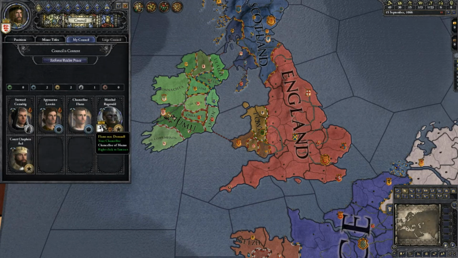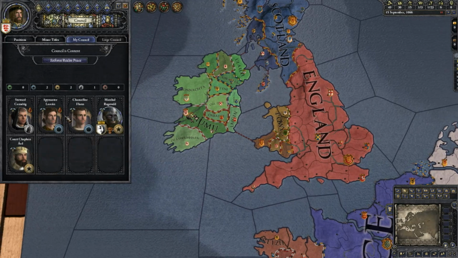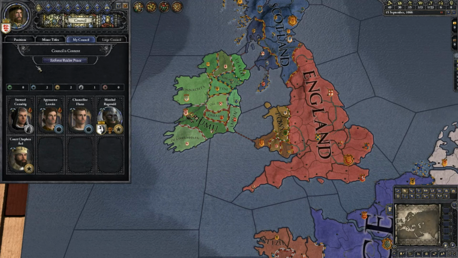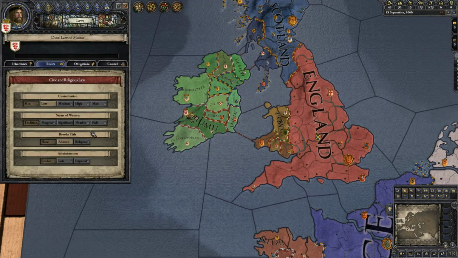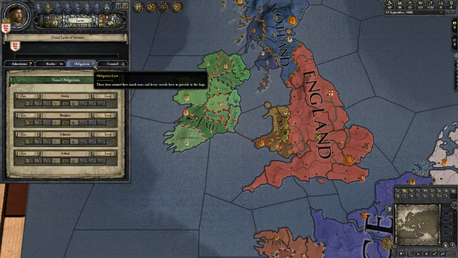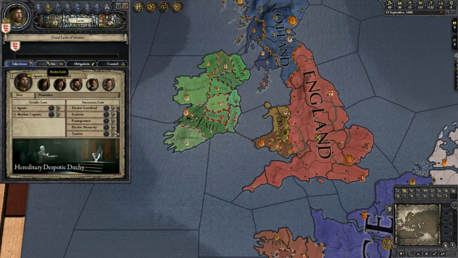basically the council can also work with each other. If you have a malcontent, he will try to get votes to force you to make votes. So keep that in mind. Anything else with laws? Council obligation. That's pretty much it.